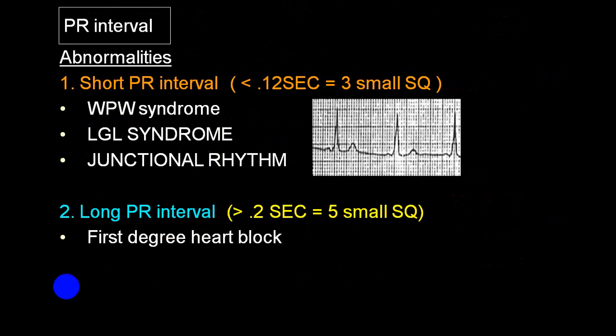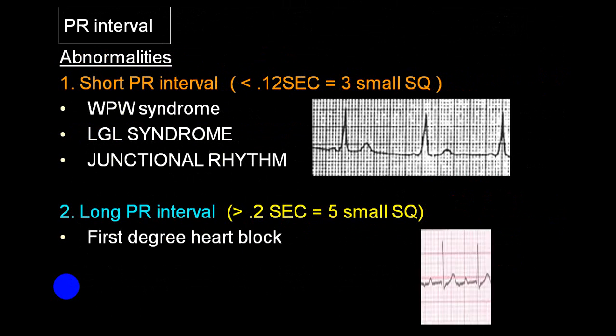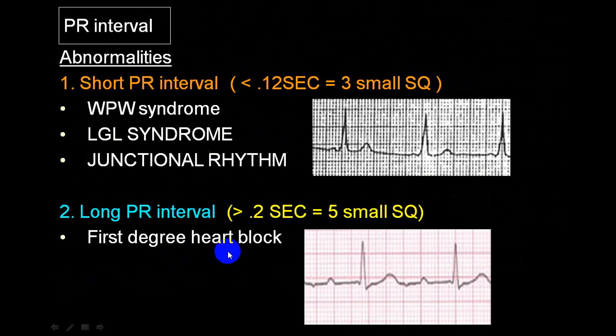Now short PR, two classical conditions: WPW syndrome and LGL syndrome. Now in this you can see that there is a short PR and a broad QRS complex. T wave may be in the same direction or maybe in the opposite direction. In the ascending part of the QRS complex, you've got a small notch, we call it delta wave. This is characteristic of WPW syndrome. In LGL syndrome, this delta wave is not there because there is a bypass at the level of the AV node, and that is called LGL syndrome.